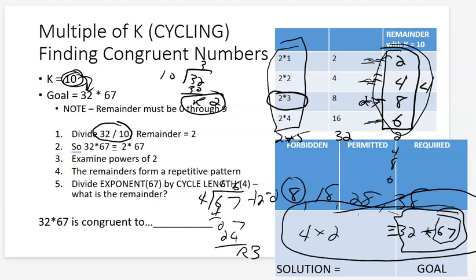That's it. That's cycling in equations. You should be able to apply that to many other situations and goals.